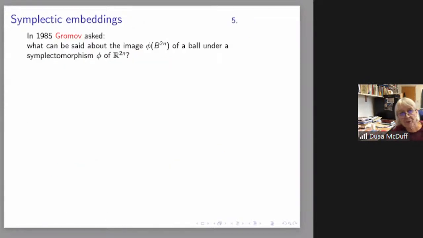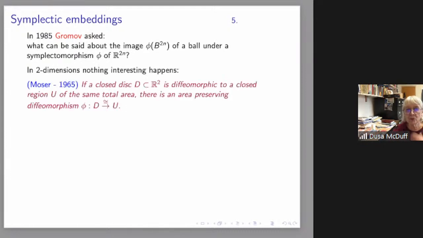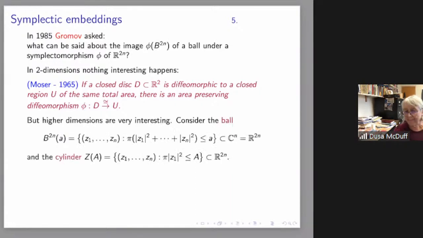Now, one way of seeing this is through the work of Gromov, who in 1985 asked, suppose you have a ball in Euclidean space, a standard round ball, and you look at its image under a symplectomorphism, what can you say? And in 2 dimensions, you can't really say anything, because if you take any closed region U, which is diffeomorphic to a disk and has the same area as this disk D, then you can find an area preserving transformation from one to the other. So there's nothing interesting in 2 dimensions. But in 4 dimensions and higher, there certainly are interesting things.